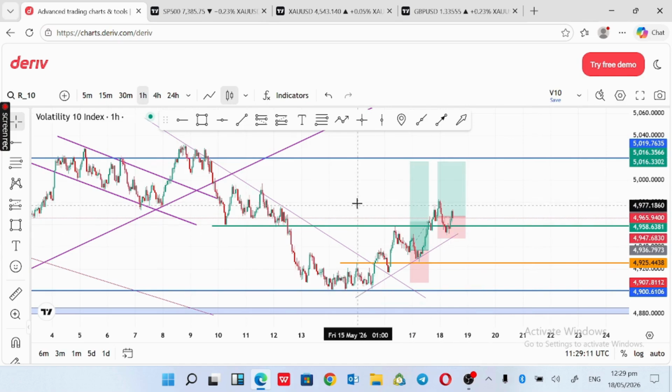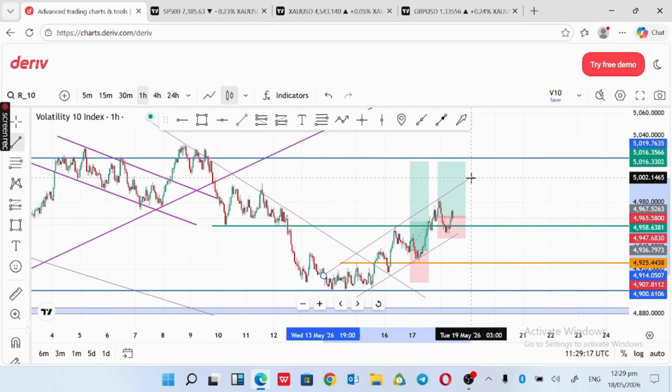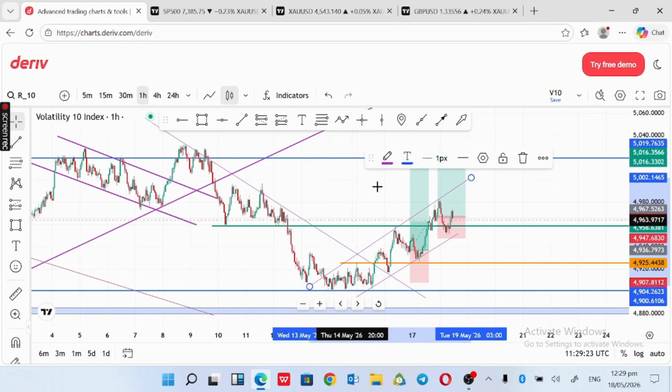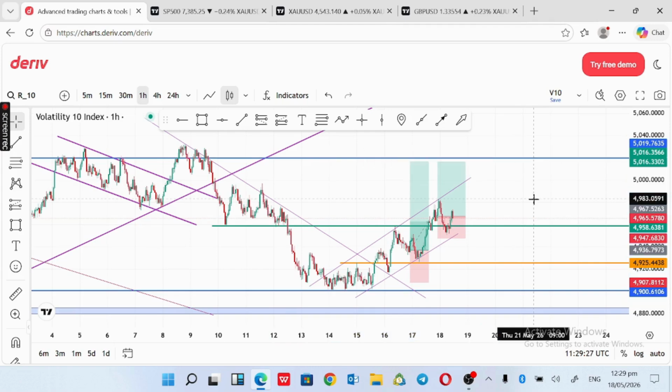So meanwhile, this is what I have for this week for V10, and on my trend line it is still a buy. I expect this buy to continue to be an uptrend until we get to 5,000 or 5,016 as our exit. So this is what I have for V10 for today.